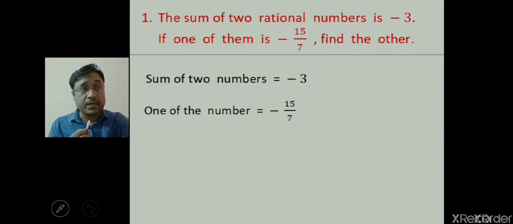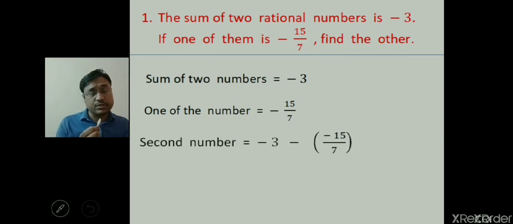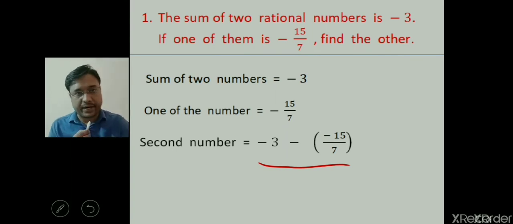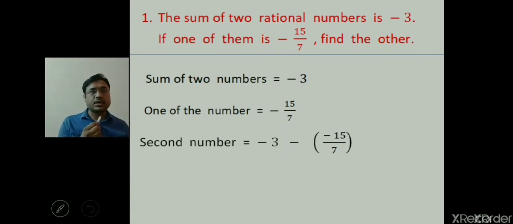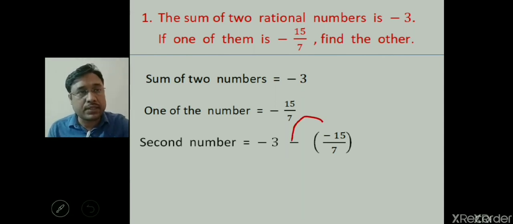The simple method is that the second number is found by subtracting the given number from the sum. The sum is minus 3 and the given number is minus 15 by 7. Therefore we will do minus 3 minus, inside the bracket, minus 15 by 7. Then again we multiply the minus and minus signs.